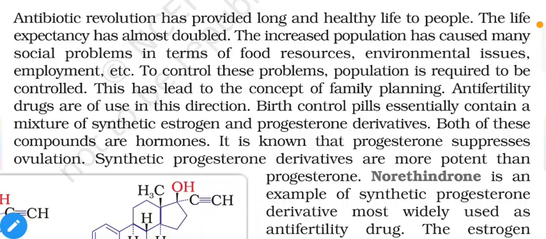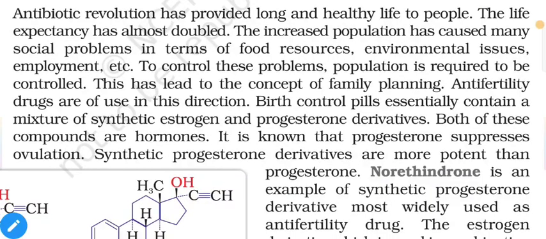Birth control pills essentially contain a mixture of synthetic estrogen and progesterone derivatives. Both of these compounds are hormones. Hormones are chemicals produced by specific glands inside the body which can do certain things. These two hormones, estrogen and progesterone, are reproductive hormones. It is known that progesterone suppresses ovulation. Synthetic progesterone derivatives are more potent than progesterone.